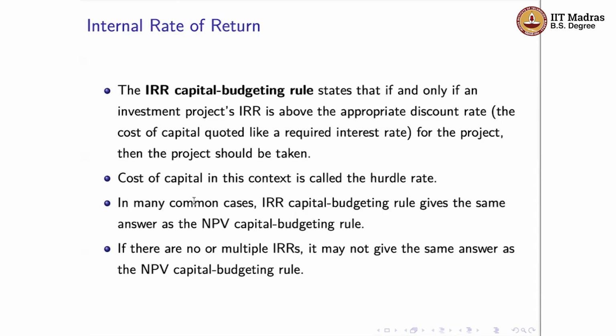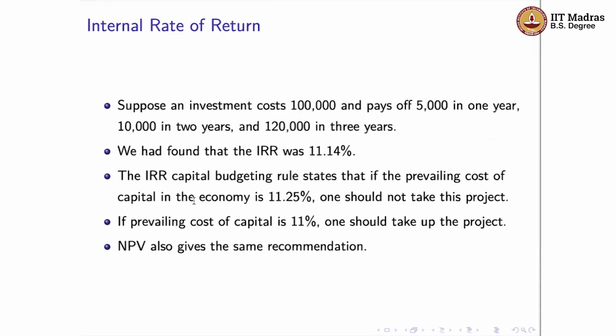So basically, then the capital budgeting rule for IRR is often summarized as saying that if the IRR of a project is above the hurdle rate, then one should take up the project. If it is below the hurdle rate, then one should not take up the project, right? And in most of the cases that people actually encounter, this IRR capital budgeting rule often gives the same answer as the NPV capital budgeting. However, if there are no or multiple IRRs, then it may not give the same answer as the NPV capital budgeting. So let's take an example to see how this capital budgeting rule works.